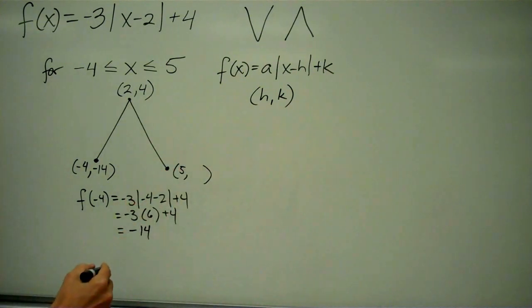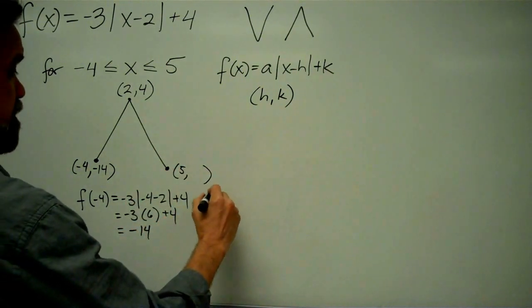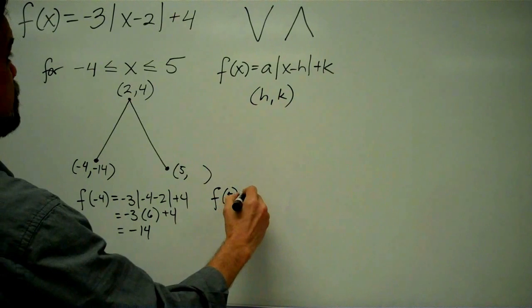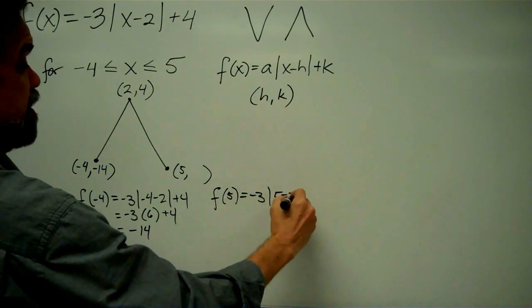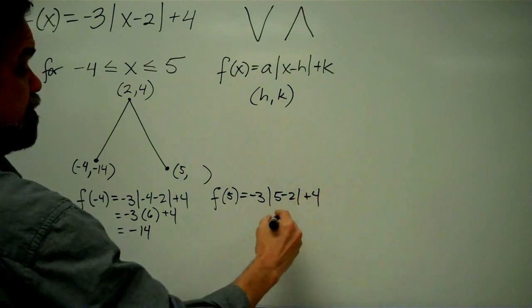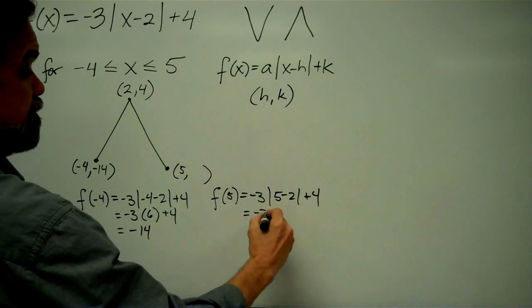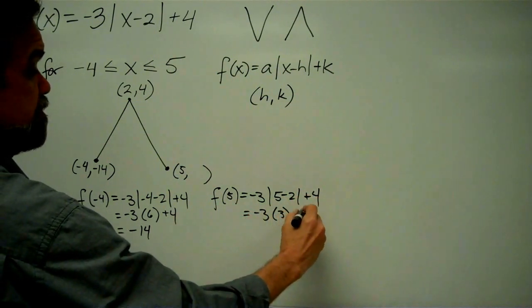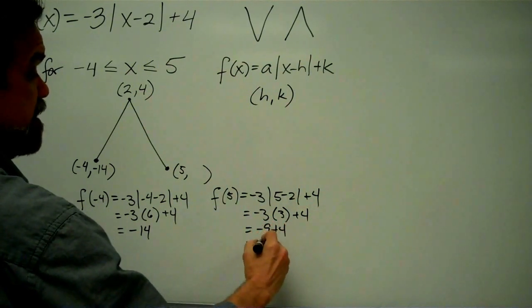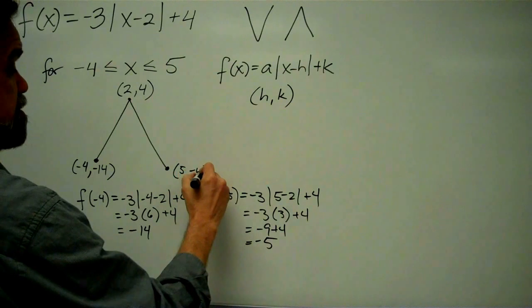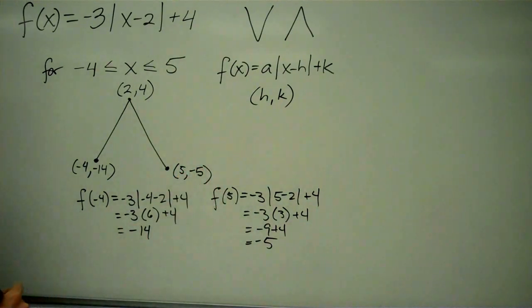Likewise, I'll evaluate the function at f of 5. So f of 5 equals negative 3 times the absolute value of 5 minus 2, plus 4. That's negative 3 times 3, plus 4. That's negative 9 plus 4, which is negative 5. So this is the point 5, negative 5.